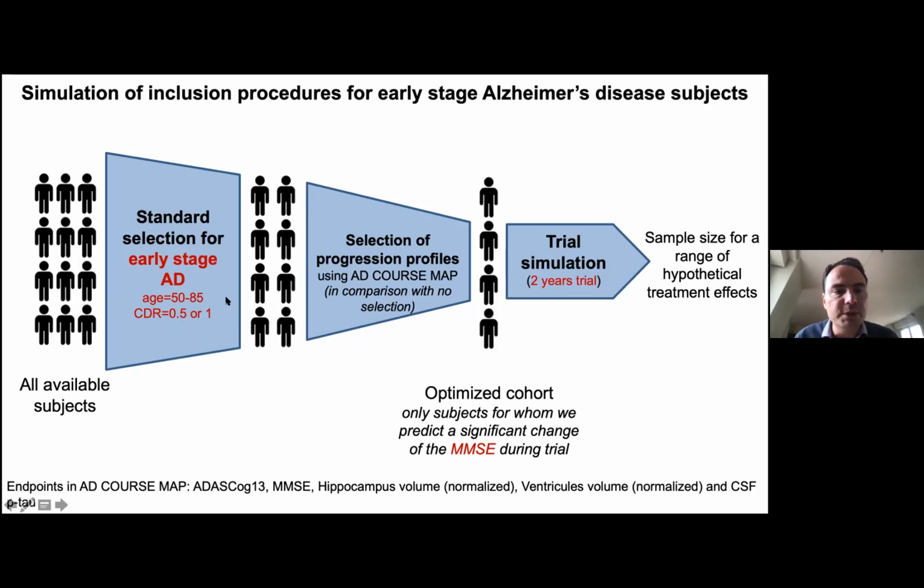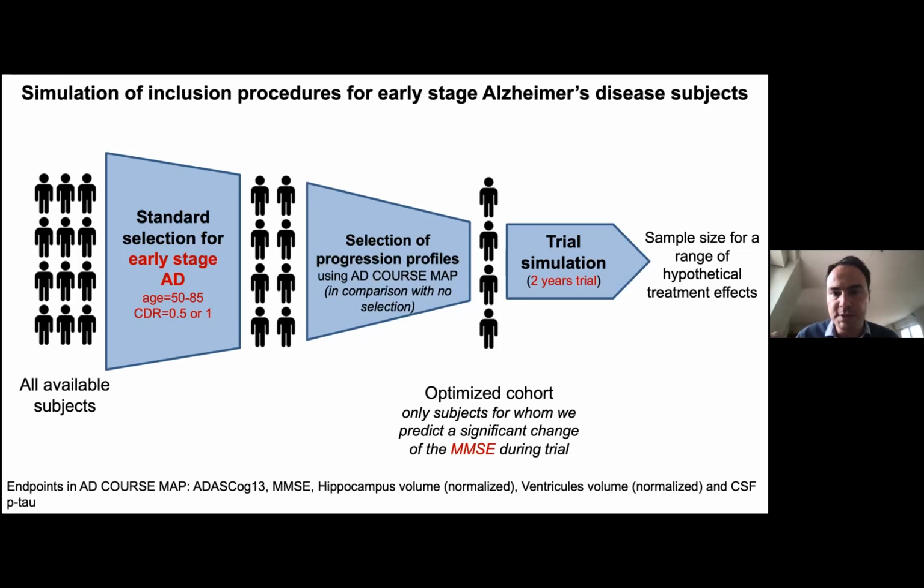And what we propose to do is to use the baseline measurement of this patient and to predict how they will progress in time. And to include in the trial only the patients for which we predict that the outcome measure will significantly progress during the trial. The main idea is that in this population, which is quite heterogeneous, some people will not progress over time in the next 2 years and will stay very steady, while others will progress during the trial.